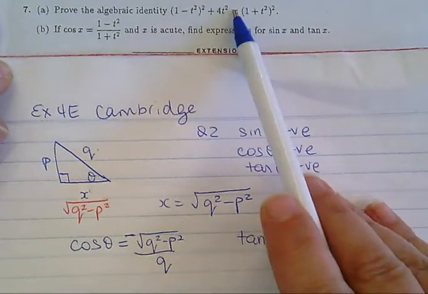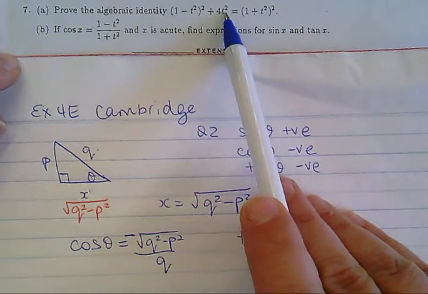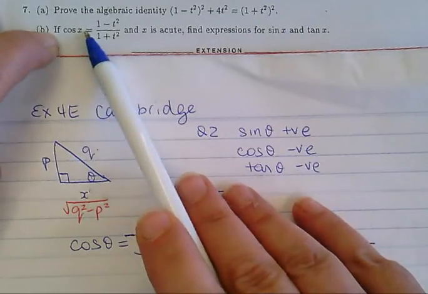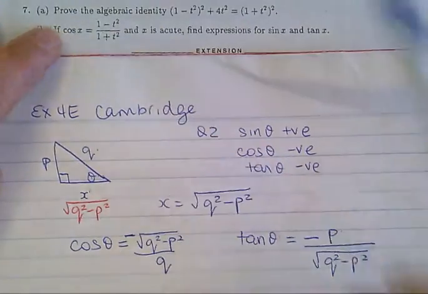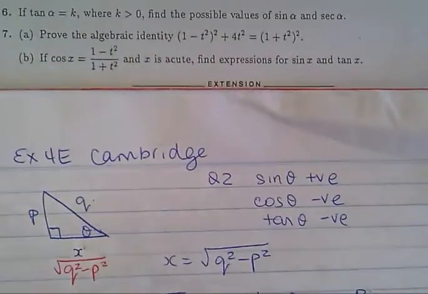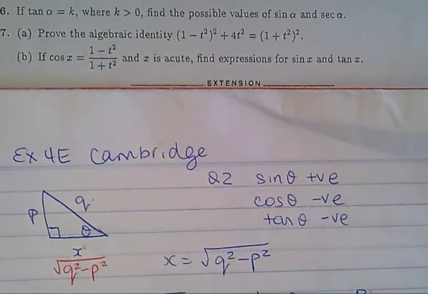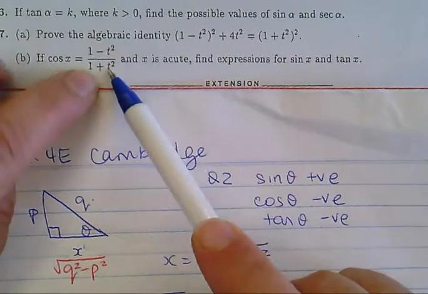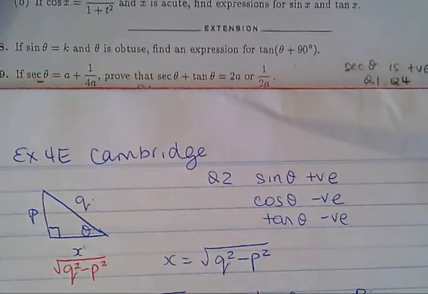In question 7, you're asked to prove this algebraic identity. So you would just expand that, add that, and show that you get this. And then they're saying if cos x is 1 minus t squared over 1 plus t squared, what would you do with that piece of information? You would draw a right angle triangle. And if x is acute, which quadrant? Quadrant 1. I have worked solutions for this. Opposite over hypotenuse, you'd work out the missing side. All right? Those are okay.